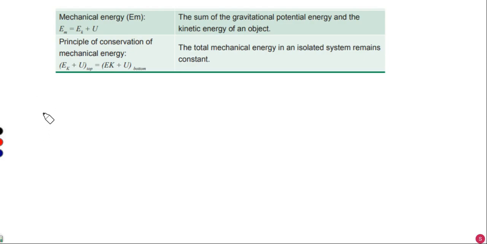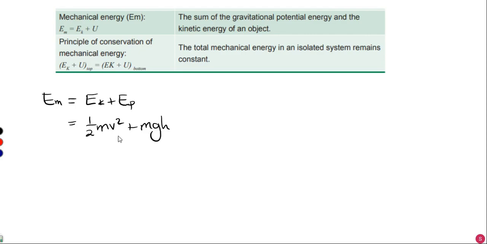We said mechanical energy is the sum of the gravitational potential energy and the kinetic energy of an object. We said mechanical energy, which is EM, is equal to EK plus EP, right? And EK, remember this is the kinetic energy, which is half mv squared, plus the gravitational potential energy, which is mgh. Remember, gravitational potential energy is the energy that an object possesses due to its height or elevation from the Earth's surface. And then we said mechanical energy is the energy due to motion of an object, right?